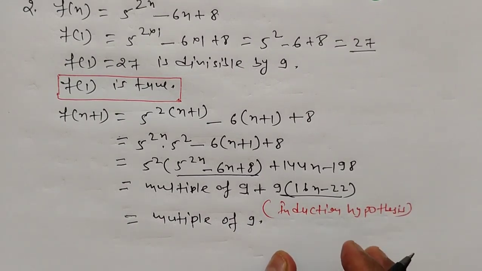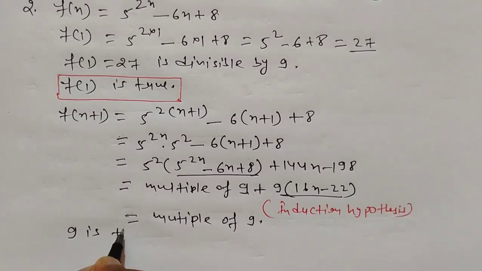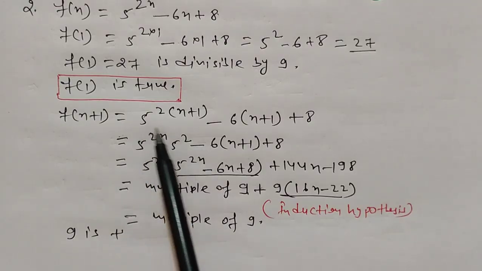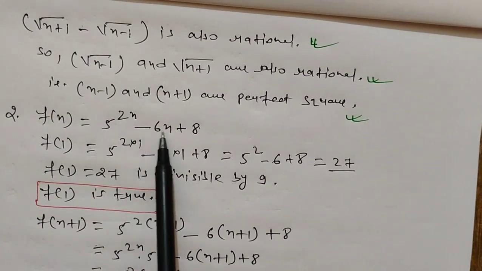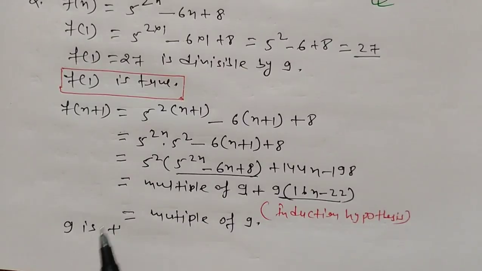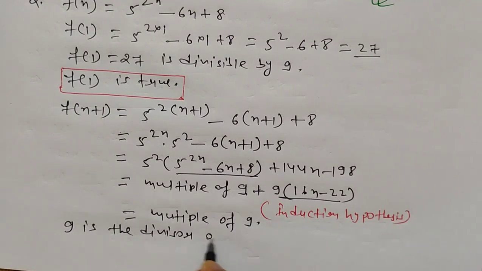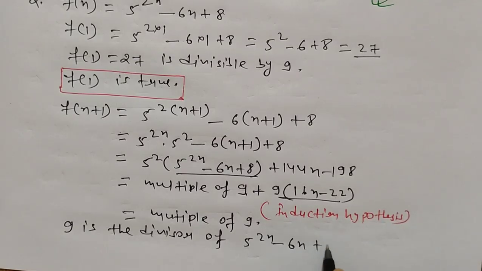So we can simply say that by the use of the principle of mathematical induction, 9 is a divisor of the given expression 5 to the power 2n minus 6n plus 8. So 9 is the divisor of 5 to the power 2n minus 6n plus 8, and this completely divides 5 to the power 2n minus 6n plus 8.